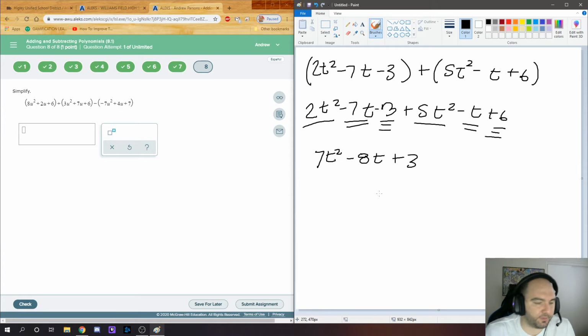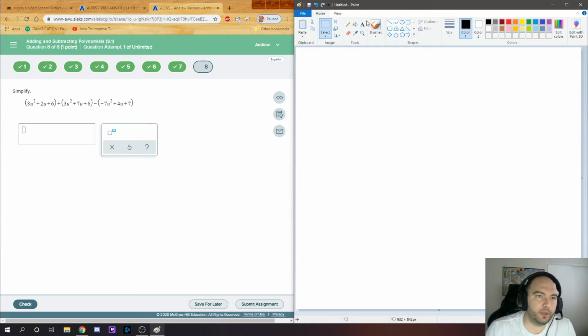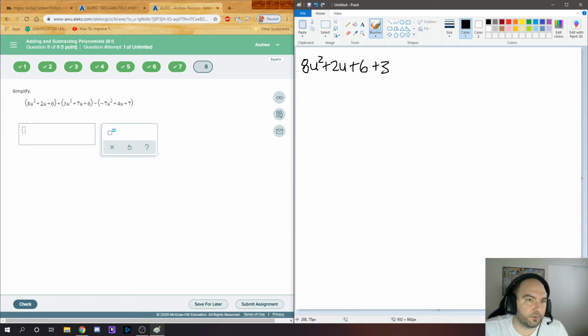Now, on this last problem, we got a lot going on here. And there is, thankfully, at least a subtraction going on in this one, so I do want to show you how the subtraction affects it. So I'm going to rewrite this. I'm going to write 8u squared plus 2u plus 6 plus 3u squared plus 7u plus 6.